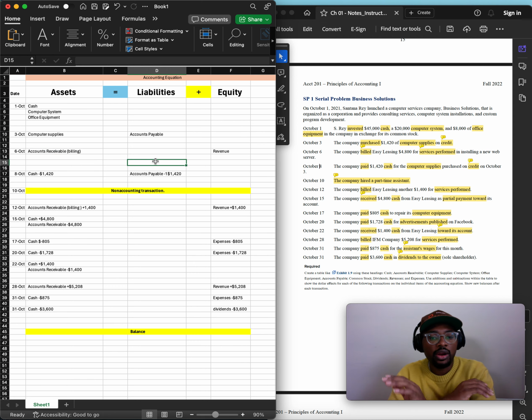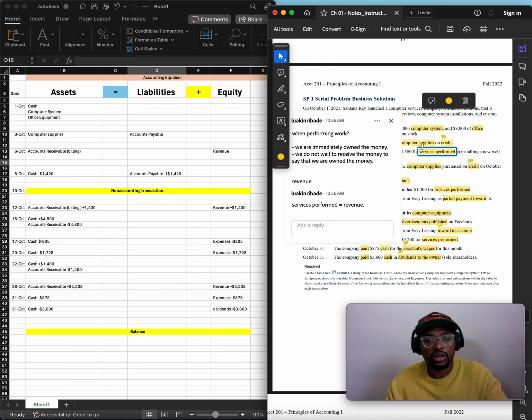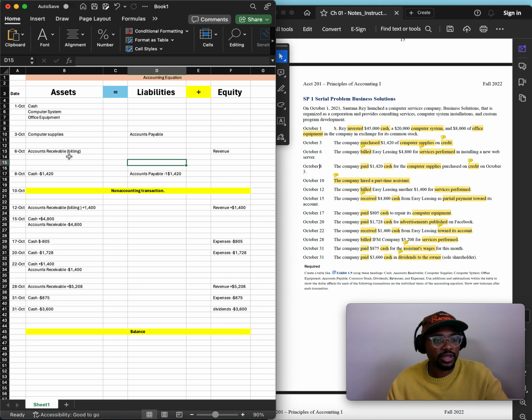Because it doesn't matter when we receive the money, it is considered revenue because we performed the work, right? That's what we put in our notes here. When work is performed, we are immediately owed the money. We do not wait to receive the money to say that we are owed the money. Services performed equals revenue.